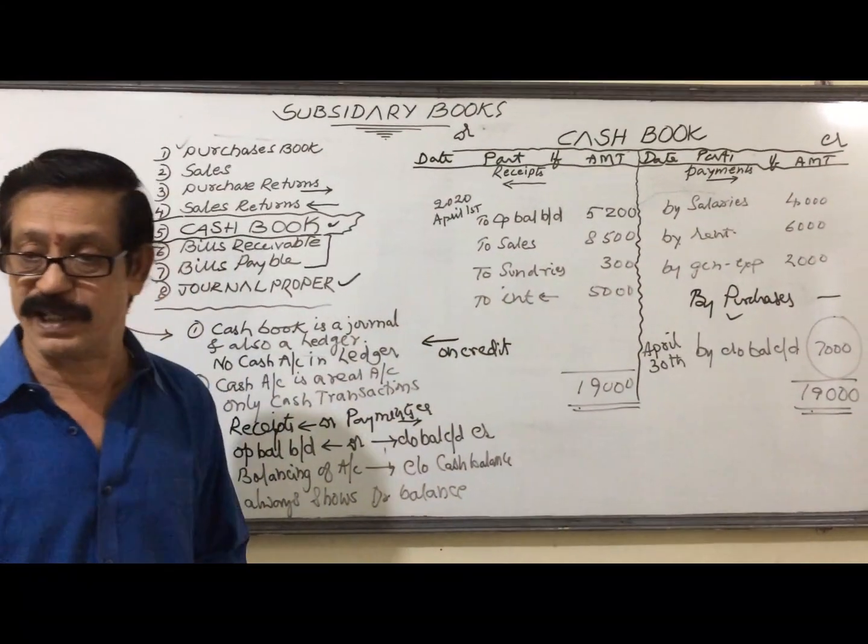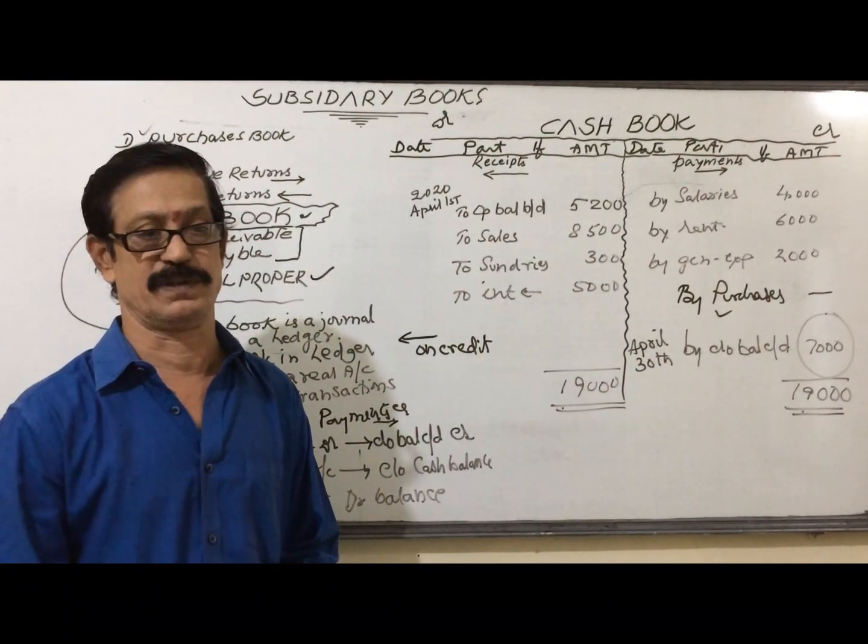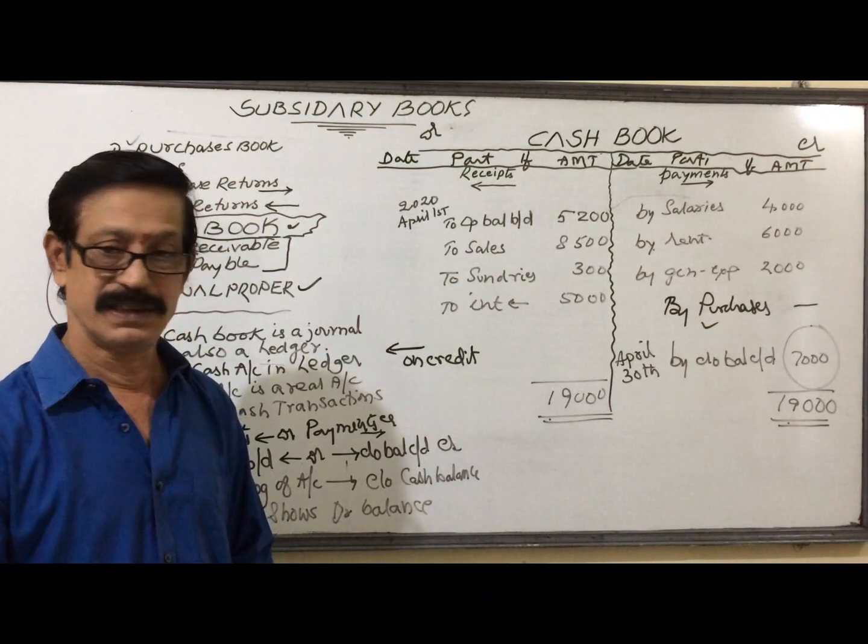In the next class, what do we have to cover? Double column and triple column cash book and petty cash book. Okay, see you all in the next class.